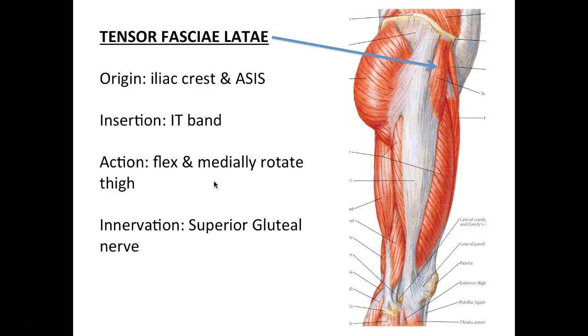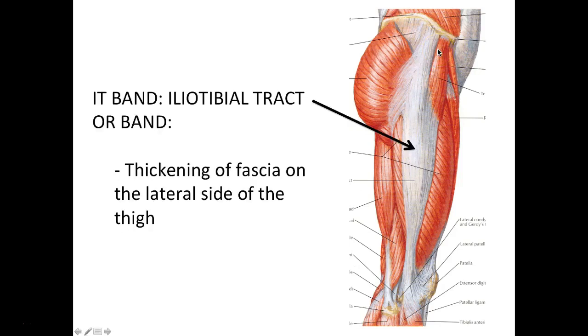So when women, or men, are wearing shorter shorts or a skirt, you will sometimes see an indentation on this lateral aspect of their thigh, and that's because we have pulling of this IT band on the skin, causing that indentation. And this, once again, is innervated by the superior gluteal nerve. And here's just another look at this IT band here.